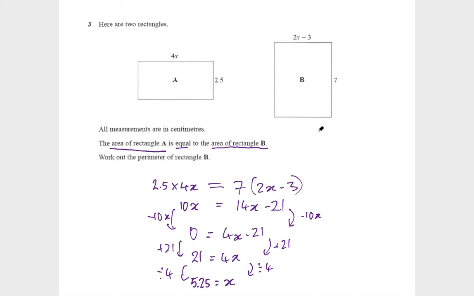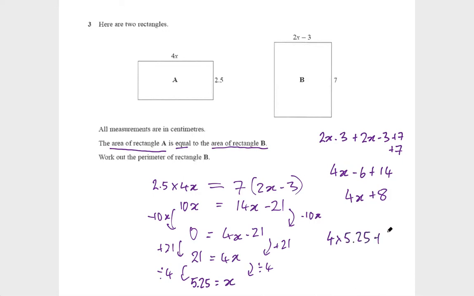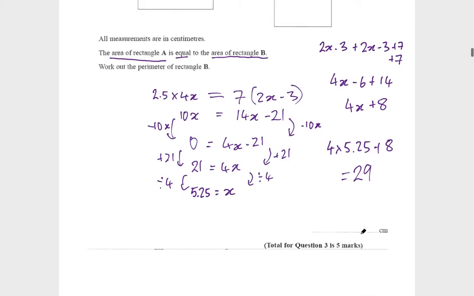So rectangle B is 2x minus 3 plus 2x minus 3 plus 7 plus 7. That gives me 4x minus 6 plus 14, which is 4x plus 8. And if x equals 5.25, that gives me 4 times 5.25 plus 8, which equals 29. So the answer, the perimeter of B, is 29 centimetres.